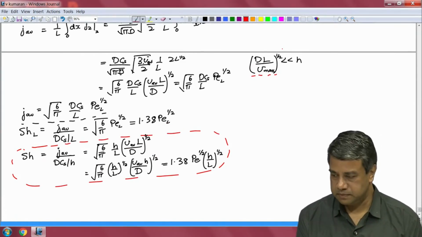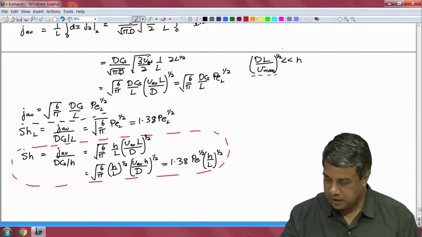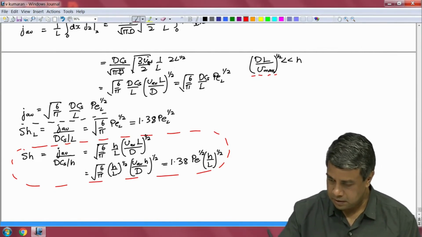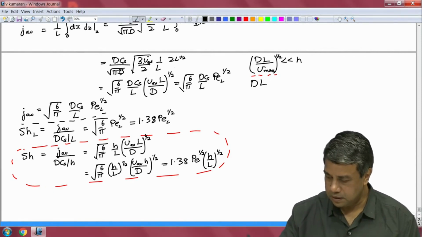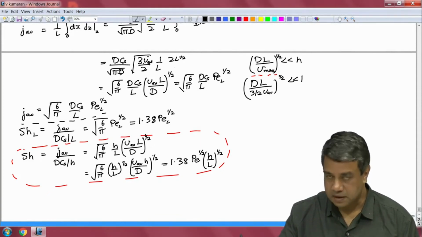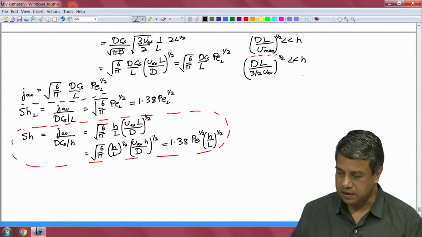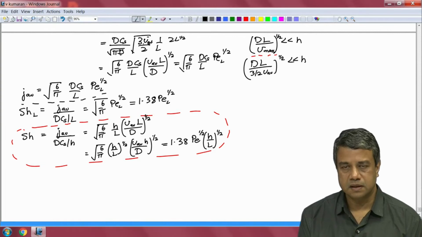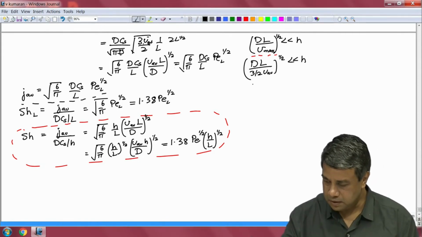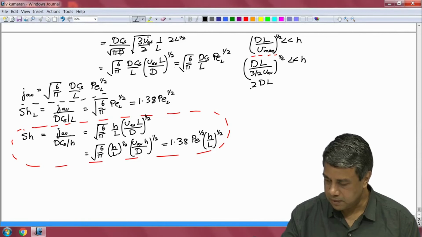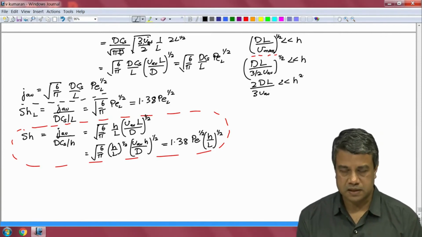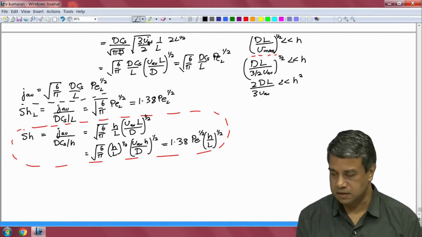This has to be much smaller than L, which means that d L by 3 by 2 V average, whole power half, is very much less than H. Just writing V as 3 by 2 times V average, that is the penetration depth in terms of the average velocity, or 2 d L by 3 V average is much smaller than H square, squaring both sides.